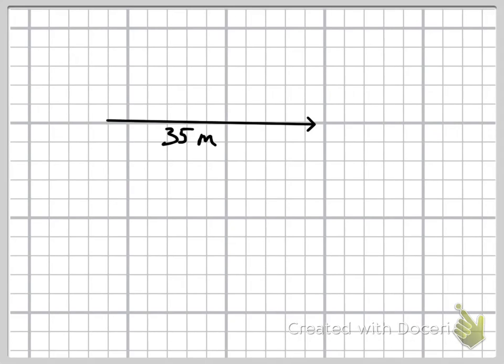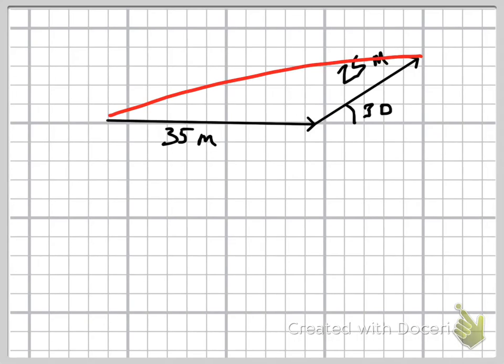Okay. Number 2 says that a roller coaster moves at 35 meters horizontally, then it travels at 25 meters at an angle of 30 degrees. We're trying to find the displacement from the starting point. So now, in order to do this one, you'll notice it's not a right angle, but we can make it a right angle.